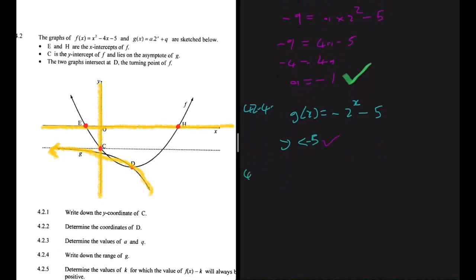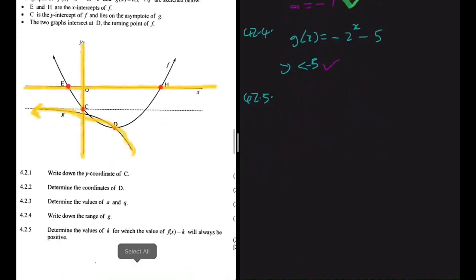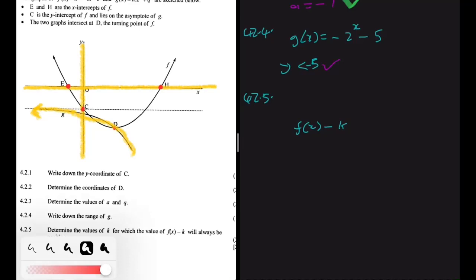So 4.2.5: determine the values of k for which the value of f of x minus k will always be positive. If we come to our graph f of x here, our turning point is here at D, where the y value is minus 9. So we know if we have f of x plus 3, then that moves the entire graph 3 units up, and if we have f of x minus 3, then that moves the entire graph 3 units down.